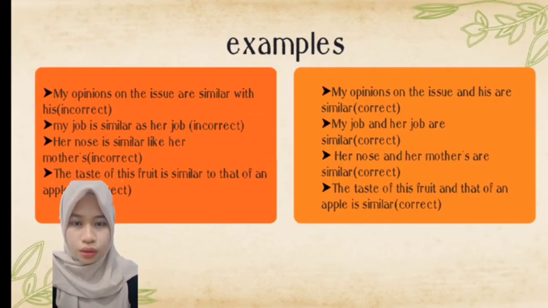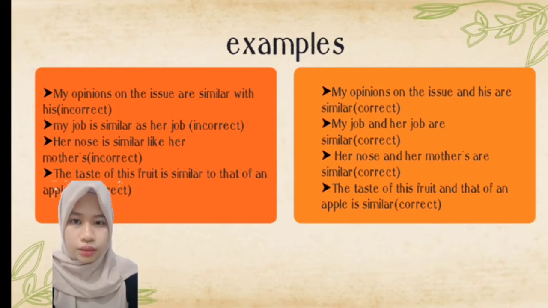Sentence example. The first, my opinions on the issue are similar with his. This sentence is incorrect because similar should be at the end of the sentence and follow to be. So, that sentence is correct. My opinions on the issue and his are similar.